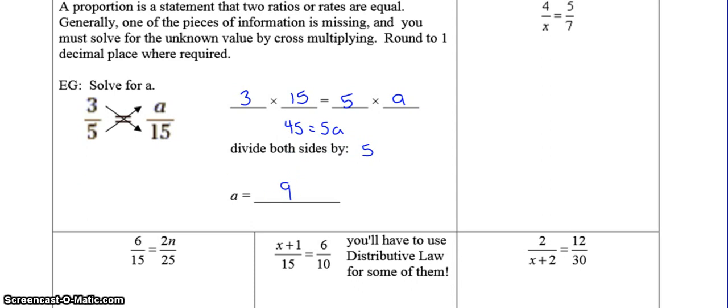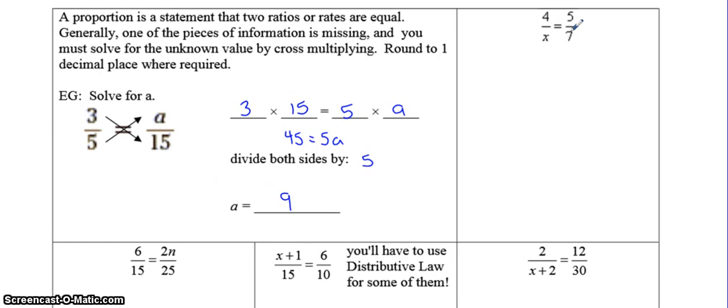So take a minute, pause the video, try this example here, and this example here, and then when you're finished, press play on the video and see how you do. So press pause now, please.